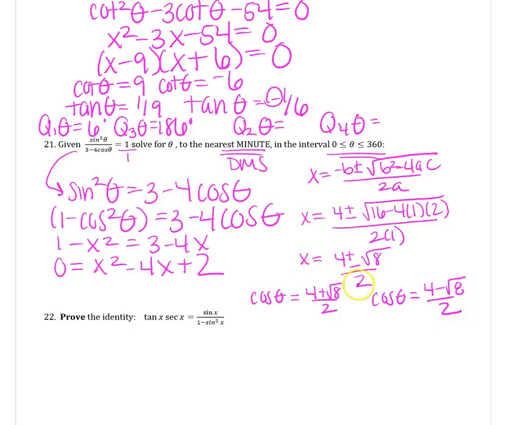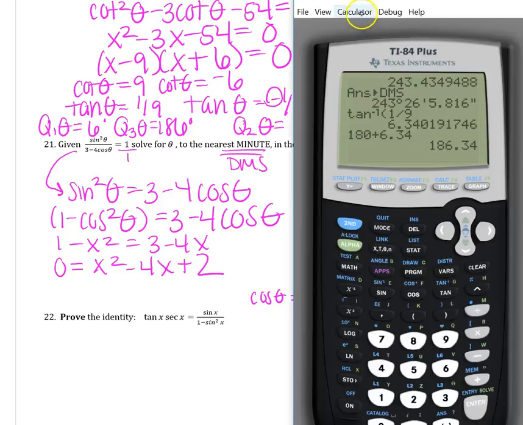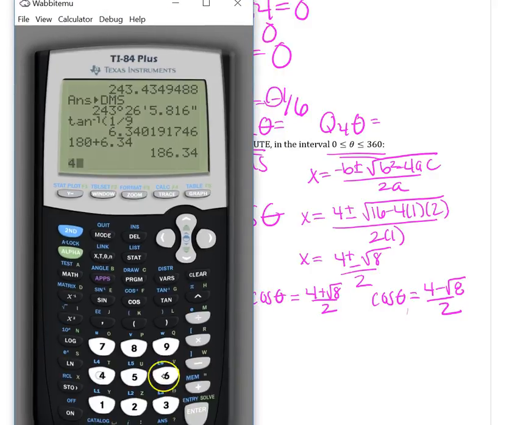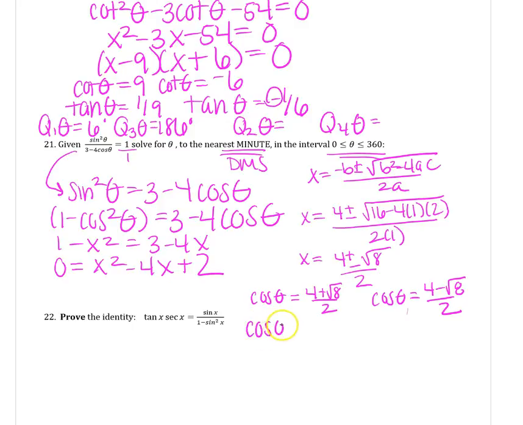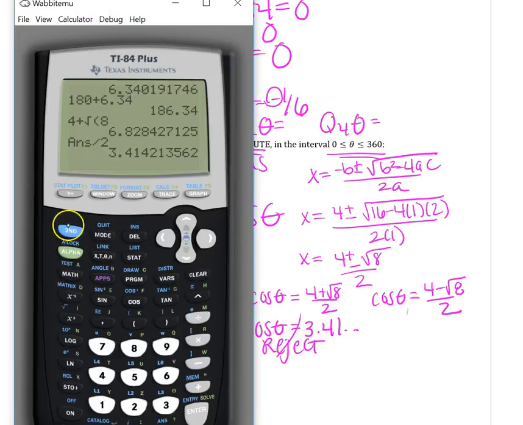I don't take my time simplifying this. This is not a final answer. I really only care about what its decimal value ends up being, so I can find the angle. Okay, so in my calculator, 4 plus radical 8, take that, divide it by 2, I get 3.41. Okay, but without even doing second cos of this, I know I'm not going to get an answer. I'm going to reject this. And just to show you, second cos of that answer.